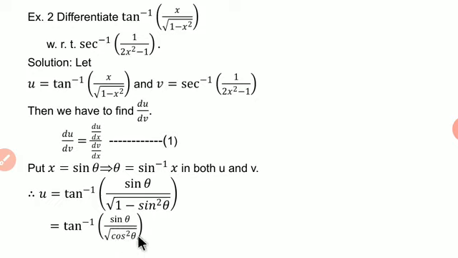Now square root cos square theta means cos theta, and therefore u is equal to tan inverse of tan theta, because here sin theta upon cos theta is tan theta. And tan inverse of tan theta is theta. So we get u is equal to theta. Means u is equal to sin inverse x. So differentiate with respect to x, we get du by dx is equal to d by dx of sin inverse x.